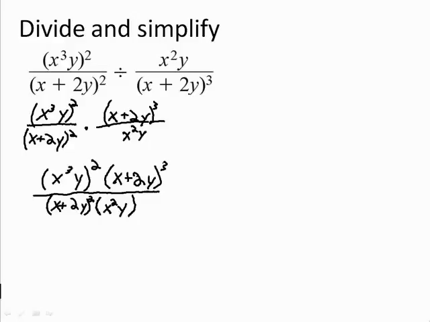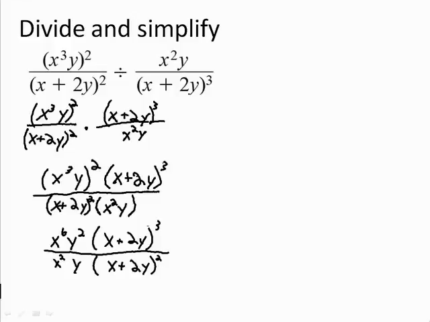Square each factor in x cubed y squared. X to the 6th y squared times the quantity x plus 2y cubed divided by x squared y times the quantity x plus 2y squared.